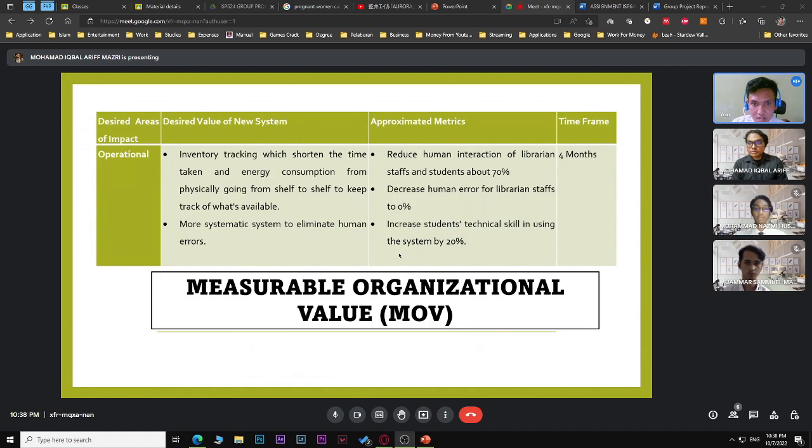The approximated metrics for this are to reduce human interaction of librarian staff and students by about 70%, decrease human error for librarian staff to 0%, and increase student technical skill in using the system by 20%. The time frame taken for all this to apply is around 4 months.